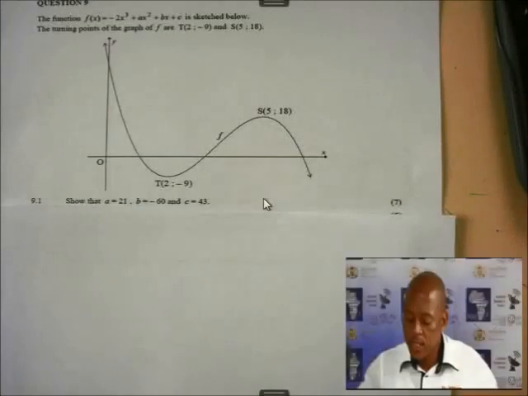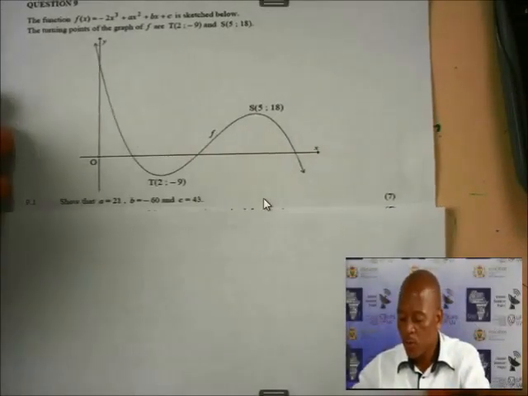Now, remember, this session I said we are going to see if it is possible for us to determine the equation of f, the equation of the cubic function. Of course, you have seen what we need when we sketch the graph of f. Now let us look at what we need, especially when we determine the equation.